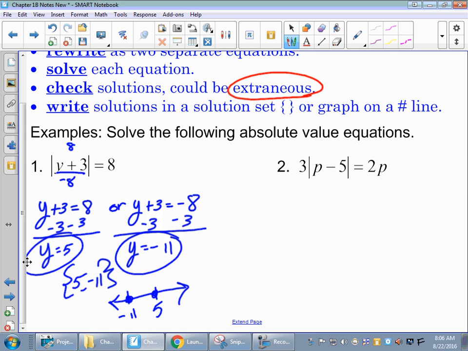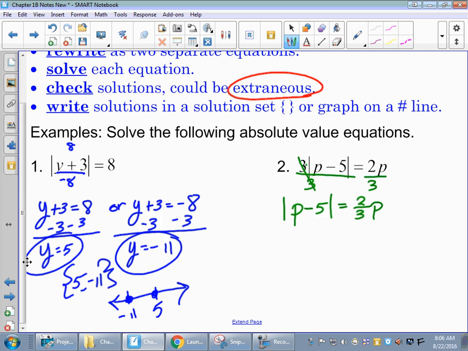Number 2, before we begin solving, we need to isolate the absolute value. Like I was saying before, it's 3 times the absolute value. We're going to divide by 3, both sides. This 3 cancels. We're left with the absolute value of p minus 5 is equal to 2/3 p. I know it's not pretty, so a little bit more complicated. This one would be difficult to guess and check. You've got a variable on both sides.